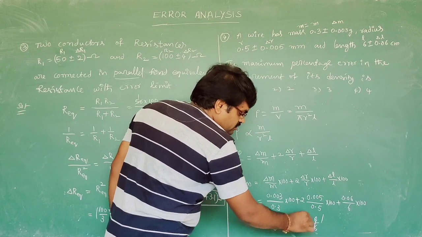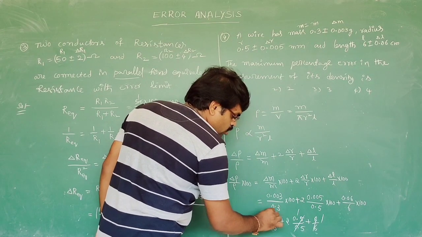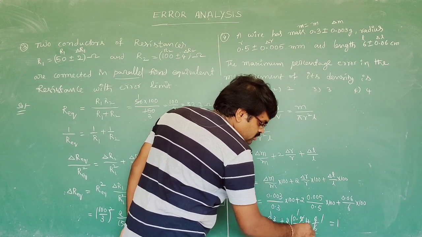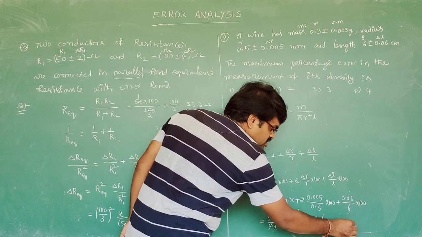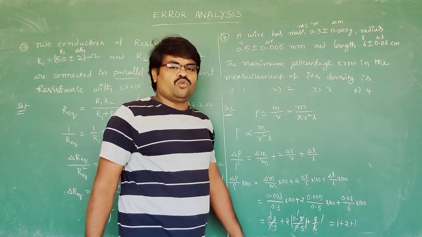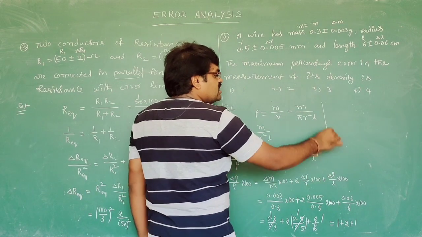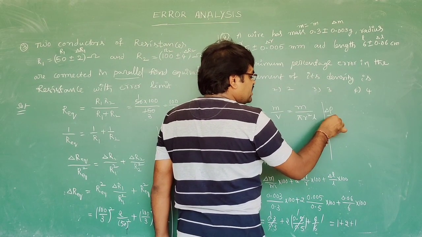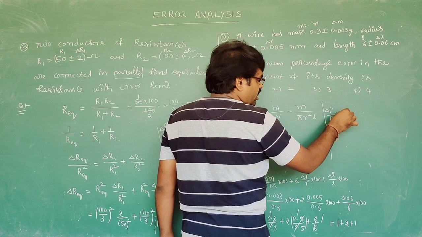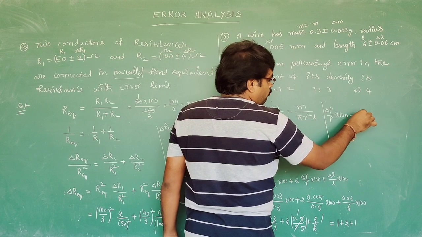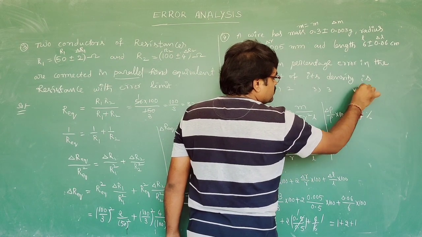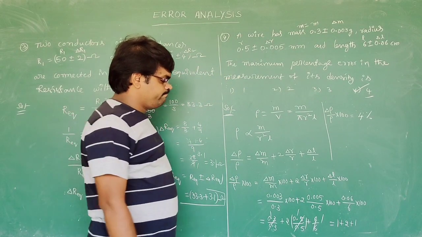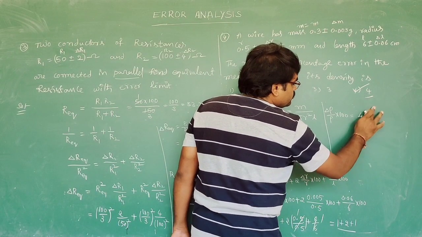Now 1, it's 1, it's 1. That is what we get: 1 plus 2 into 1 plus 1. Then what is the value? 4. That is the maximum percentage error in density, delta rho by rho into 100, is equal to 4%. This is the answer, its value is 4.